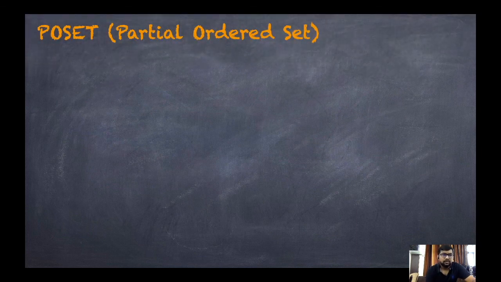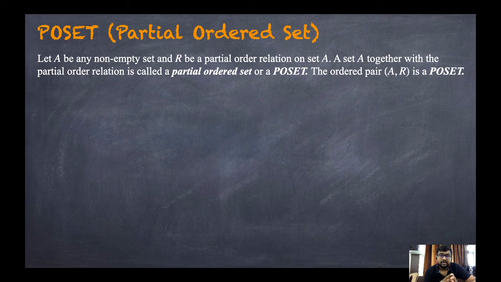Now let us take a very important topic: what is a partially ordered set, or in short, what is a poset. Let A be any non-empty set and R be a partial order relation. Just remember here, this R has to be a partial order relation instead of just a relation. So again, let A be any non-empty set and let R be a partial order relation on the given set A. Now a set A together with the partial order relation is called a partially ordered set or simply a poset. Its notation, the ordered pair, is written like this: (A, R), and that is a poset.